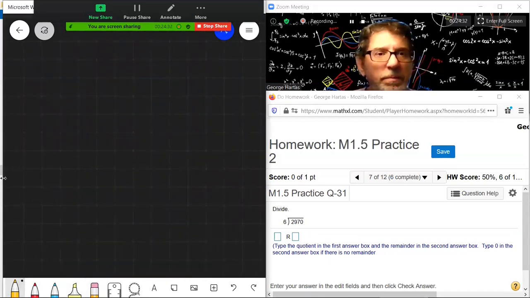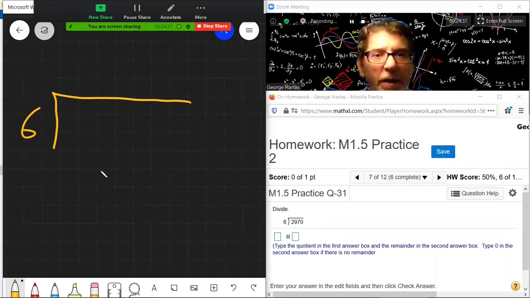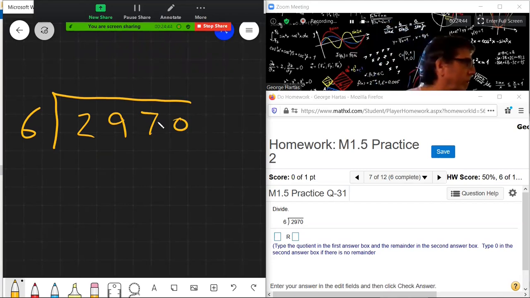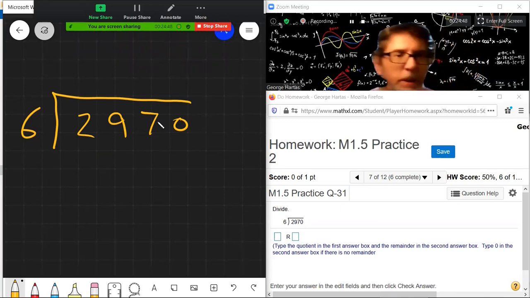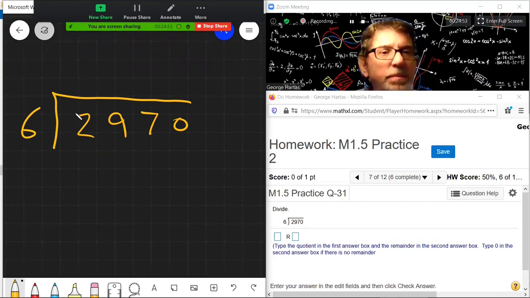All right, let's keep going. 6 divided into 2970. Can 6 divide into 2? Nope, leave it blank. Can 6 divide into 29? Yes, it can. And it divides into 29 4 times.